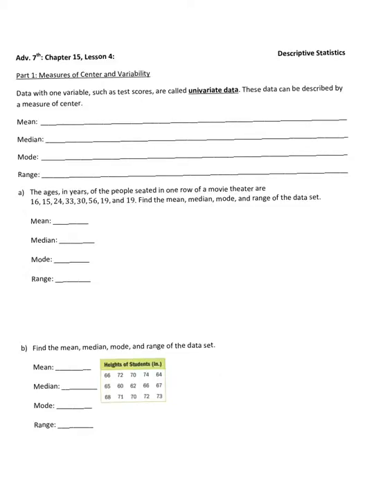Advanced 7th, Chapter 15, Lesson 4, Descriptive Statistics. Part 1, Measures of Center and Variability. Center talks about the middle, and variability talks about the spread or the diversity of the scores.